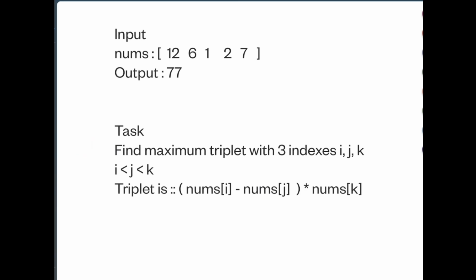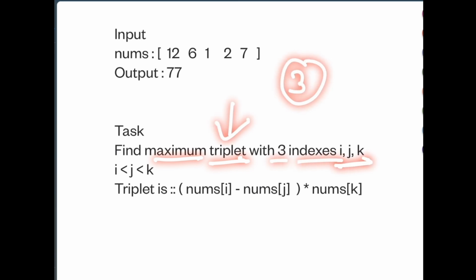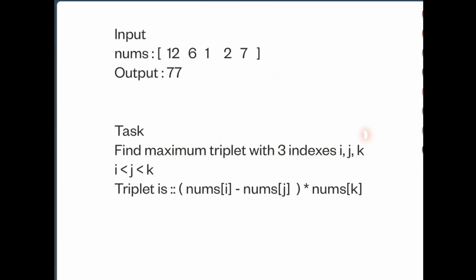The task is to find the maximum triplet which is possible using three indexes i, j and k. We need to find the triplet. Triplet means we need to use three numbers, and for three numbers we are going to use i, j and k indexes such that i should be less than j and j should be less than k. It means you need to choose any three numbers out of this, such that you assign the first number as i, second as j and third as k.